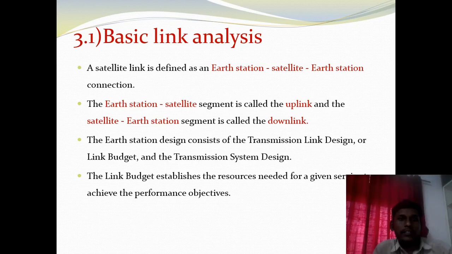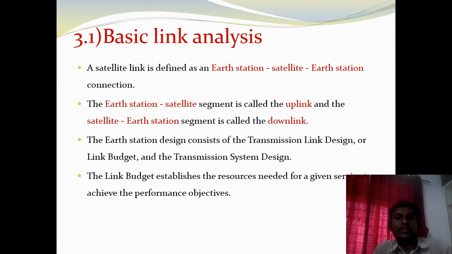Dear students, in this class we are going to see about basic link analysis. A link is a terminology which defines the clear path direction between earth station to satellite as well as satellite to earth. If you create a link between earth station to satellite, that is called the uplink. Similarly, the same link developed from the satellite to earth station is called downlink.